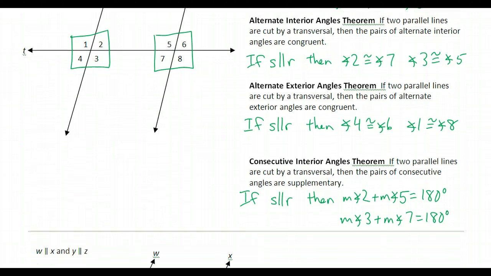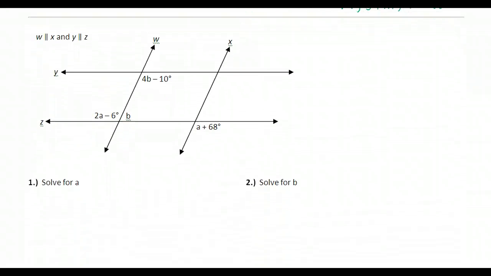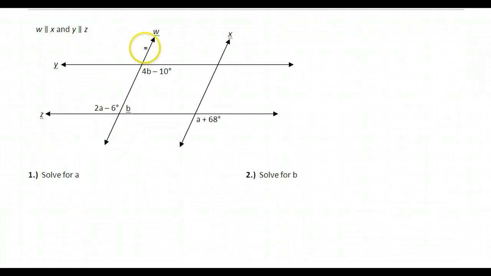Let's use these postulates and theorems to do some algebra. I'm told that W is parallel to X, so I'm going to mark that. I'm also told that Y is parallel to Z. Now, all of these just have one arrow mark, so that means that they're all parallel to each other. So I want to separate this pair of parallel lines from this pair of parallel lines. To do that, I'm going to use two parallel line arrows.